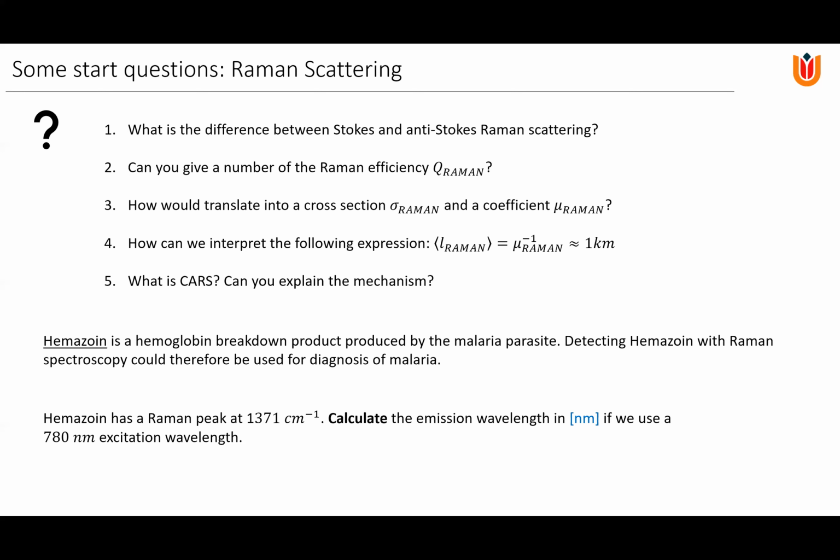But now the physical question. Again, 1371 inverse centimeters is the Raman peak. This emission wavelength, what is the excitation wavelength? If you already did it, you can write out the answer for me. That's also fine.